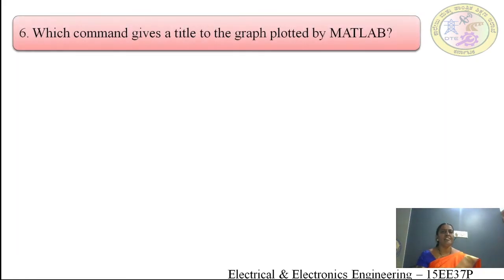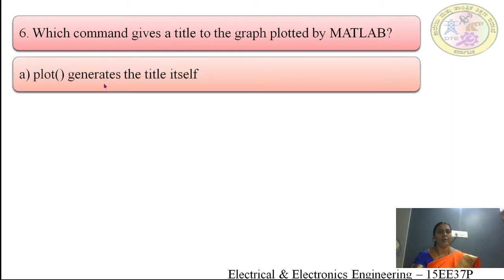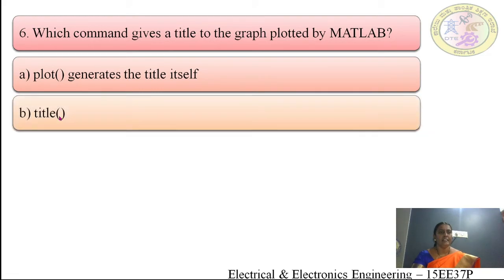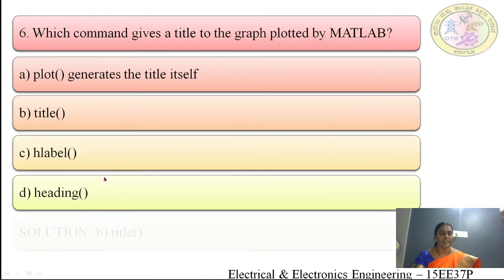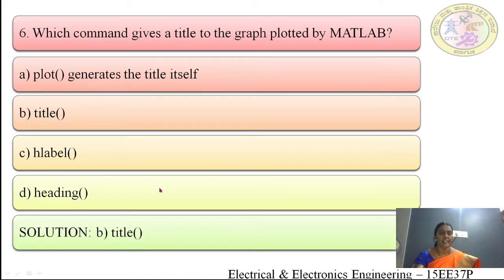Next, we will see option number 6. Which command gives a title to the graph plotted by MATLAB? Plot generates a title. So this is the wrong answer. Title in the bracket is the right answer. Next, it label is not a right answer. Next, heading is not a right answer. The right answer is title.